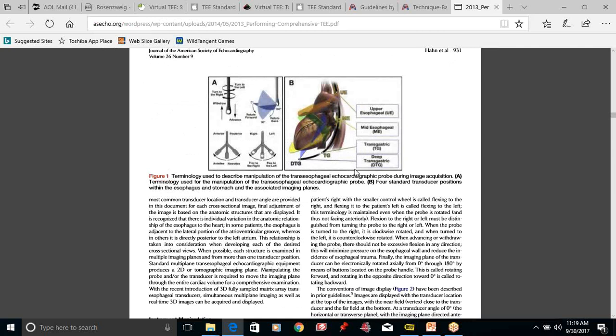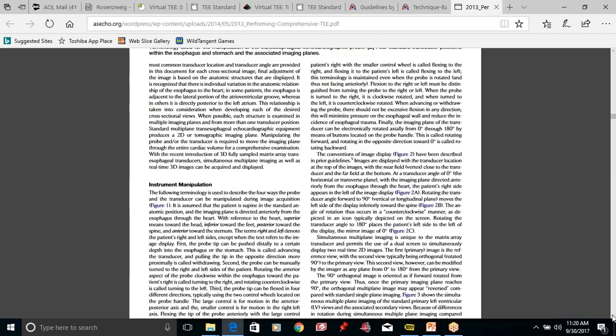On the angle of the transesophageal echo, you have these controls, and you can flex the probe, and you can retroflex the probe. You can move the probe from side to side, just like that, or you can rotate. You can physically rotate the probe, or remember we said that there's a semicircle on the side of the transesophageal probe. You can move the angle of the camera. You can vary that angle from 0 to 180 degrees.